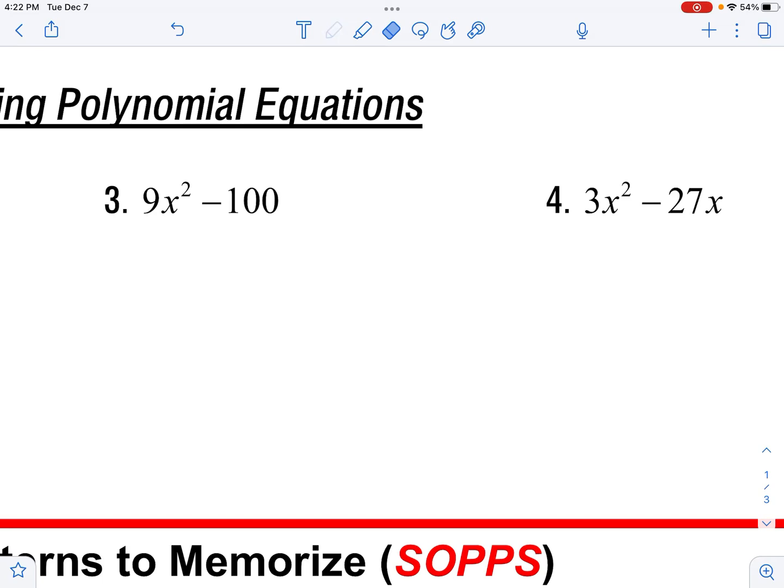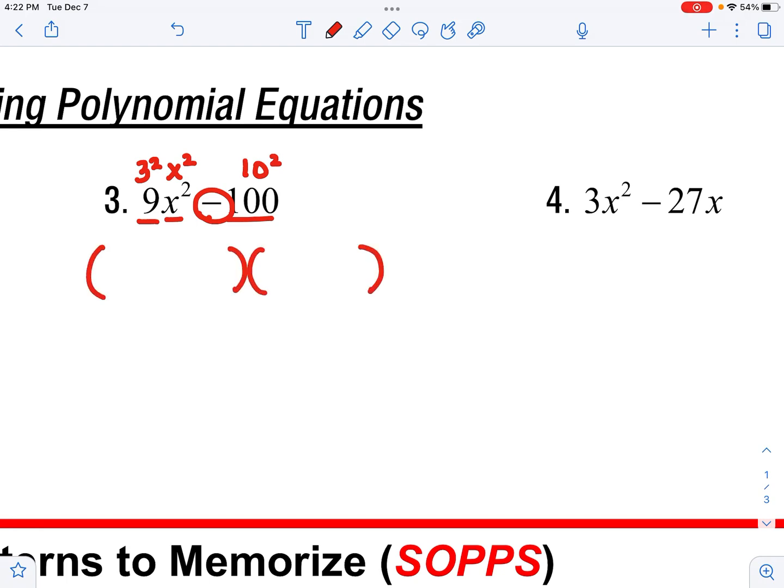So you ask yourself, is this a perfect square? Is this a perfect square? It is. It's 3 squared. Is this a perfect square? It is. It's x squared. Is this a perfect square? Yes, it is. It's 10 squared. And is it a difference? Yes, it is. So this has a special factoring pattern.